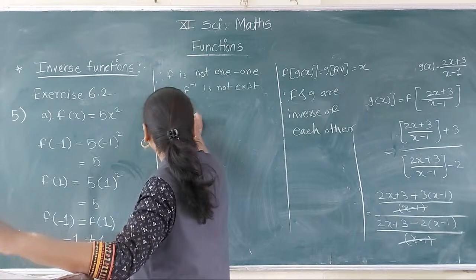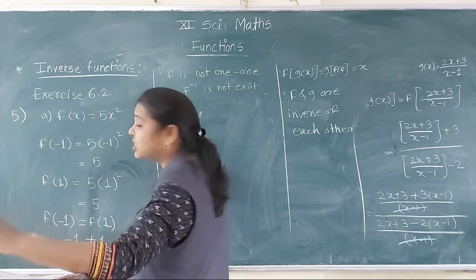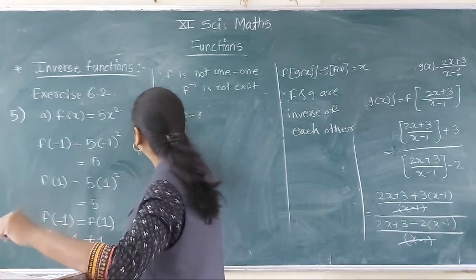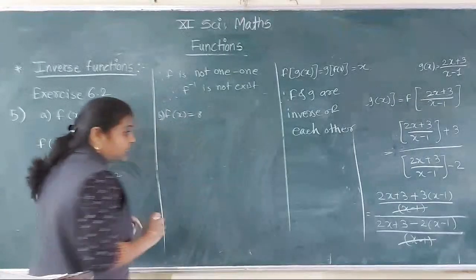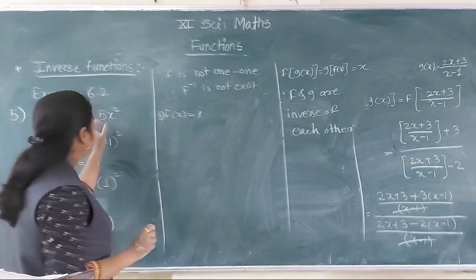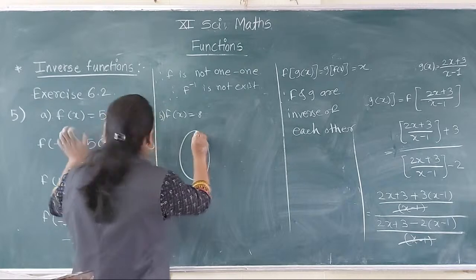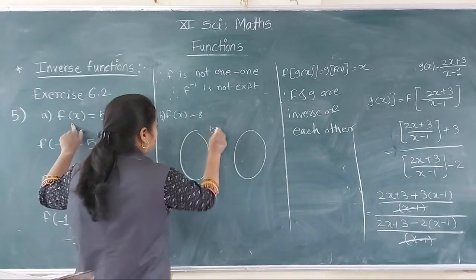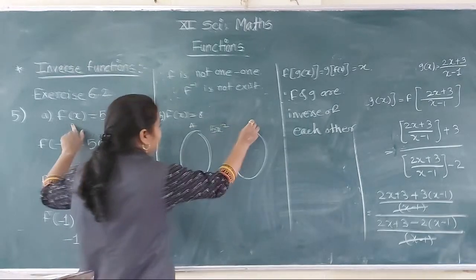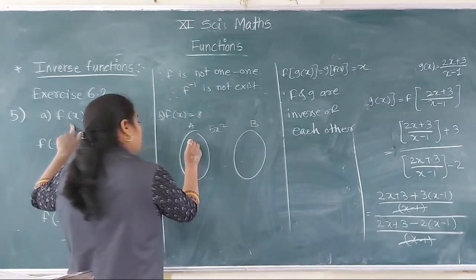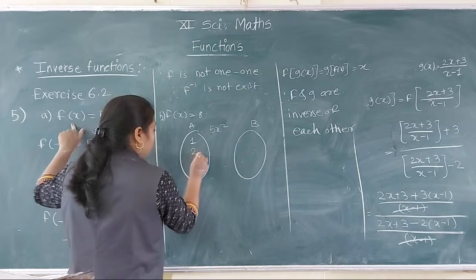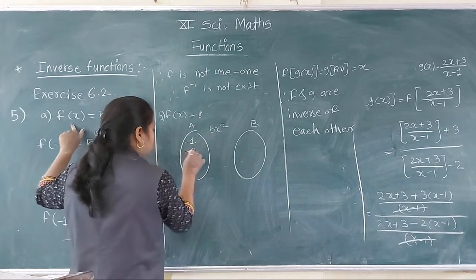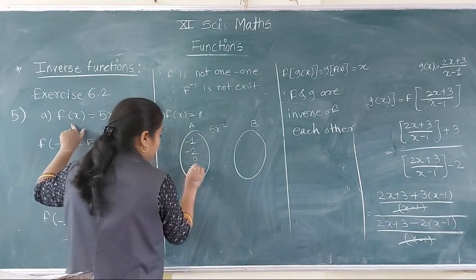f inverse does not exist. So next, let's look at f of x is equal to 8. We know that it is a constant function. Let's see how this constant function will look. Now let's draw the diagram for the function f of x is equal to 5x square, a to b. Here we consider 1, 2, -1, -2, 0.